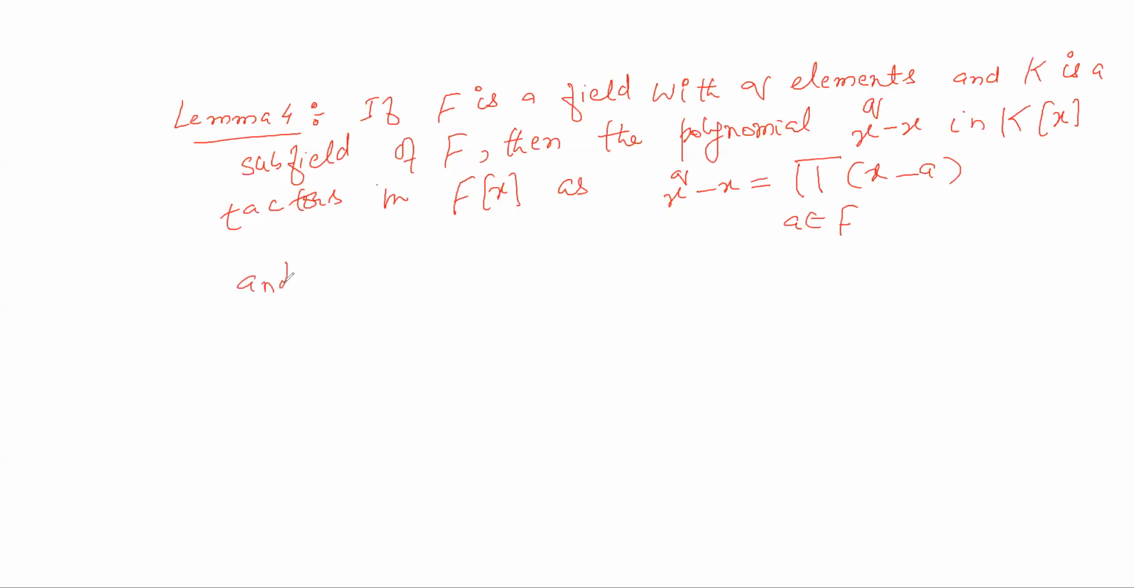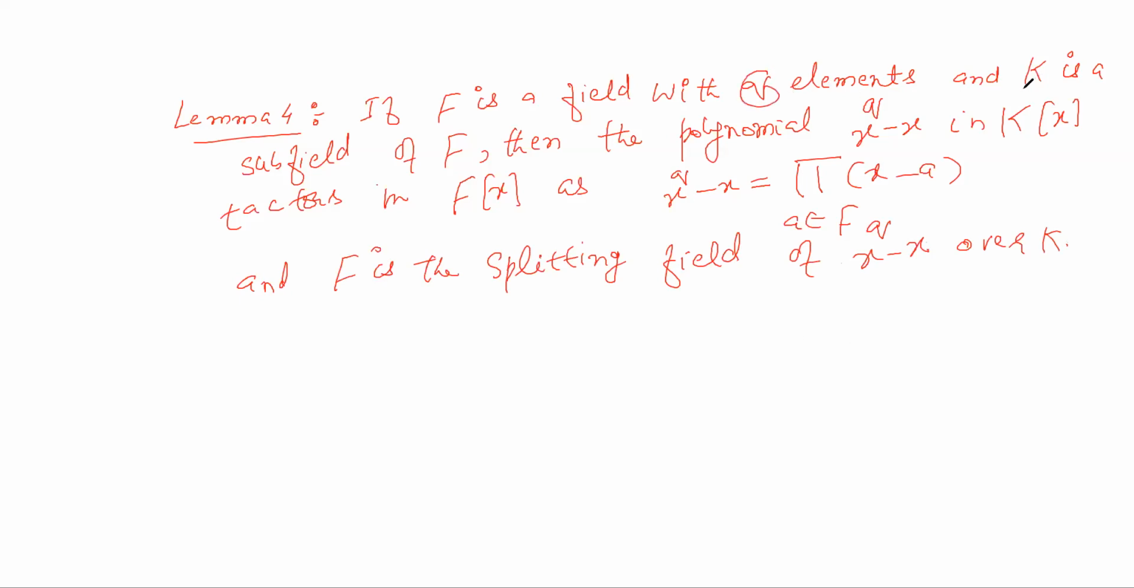F is the splitting field of x raised to power q minus x over K. So F is a field with q elements. This is given to us. K is a subfield of F. Now you choose polynomials of this form. Then our claim is that F is the splitting field of such polynomials over K. Now see the proof.